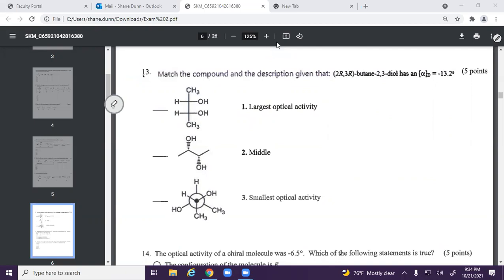Enantiomers have different physical properties, and that's all this is trying to say. Optical activity is different for enantiomers. Diastereomers and stereoisomers will have similar physical properties.